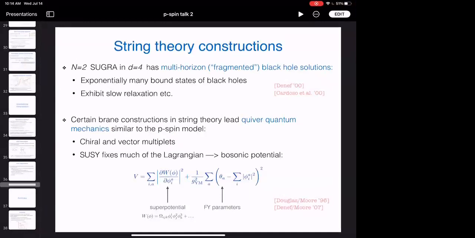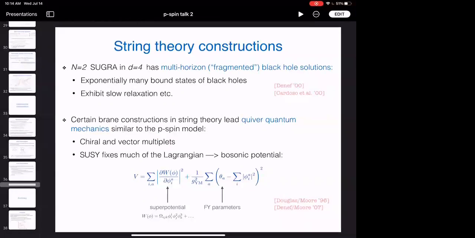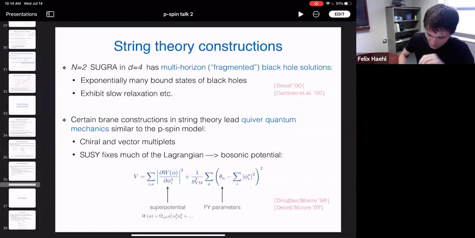And this last term in the potential, we would like to think of as implementing something like the spherical constraint. Right. So the theta are these Lyapunov parameters, and the phi are the bottom components of the chiral multiplets. So this is like a spherical constraint, but I think they ignored that back then. So what one should probably do next is try to reinstate that constraint, because it was really crucial in this p-spin model.